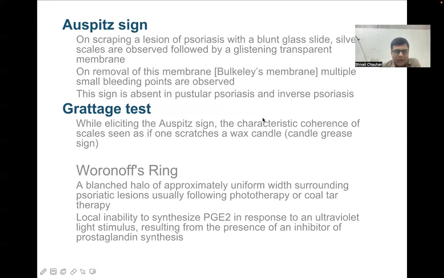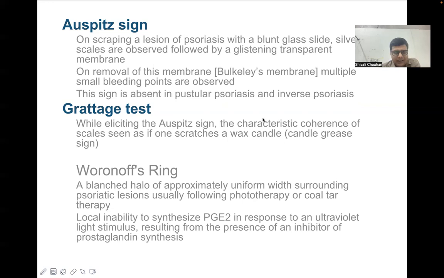A sign called Auspitz sign occurs in psoriasis, which is a test for diagnosing psoriasis. On scraping a lesion of psoriasis with a blunt glass slide, silvery white scales are observed, followed by a glistening transparent membrane. On the removal of this membrane, which is called Bulkley's membrane, multiple small bleeding points are observed. This sign is absent in pustular psoriasis and inverse psoriasis.